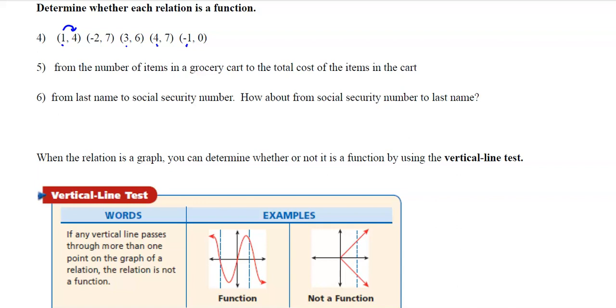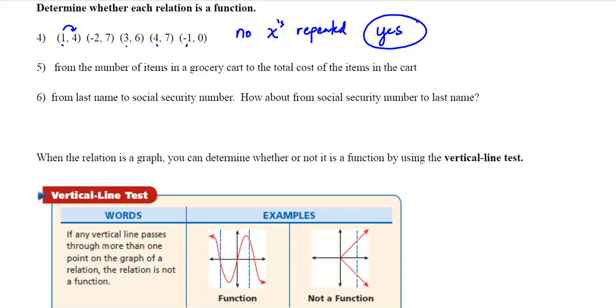So 4. So basically, there were no x's that repeated. So as long as I didn't get a repeat there, it was impossible for an x to map to 2 different y's. So this one is definitely a yes. This is a function. Everything is cool. There are no problems. If I would have seen that 1 mapped to somebody else later on, then I'd be like, hey, 1's cheating.